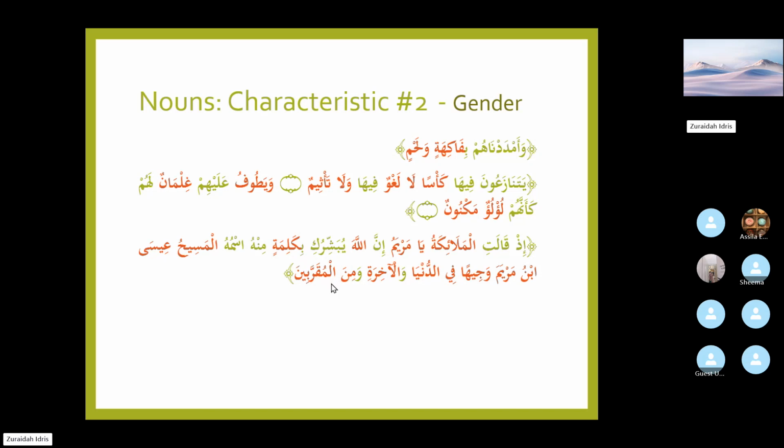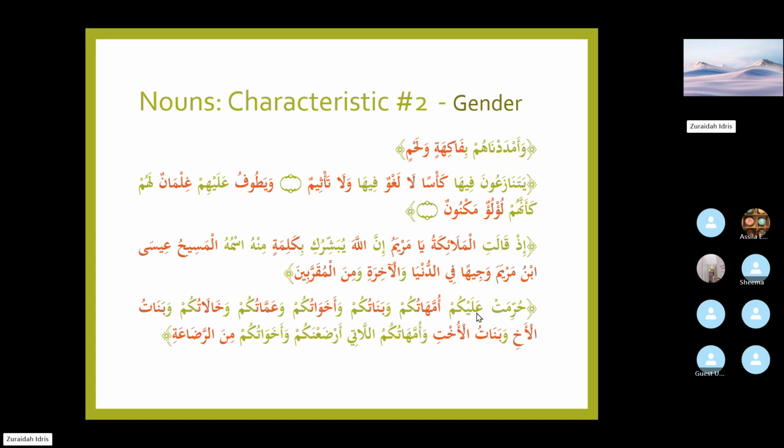Whenever there's alif lam, there cannot be a tanwin. Tanwin means it is nakirah, alif lam means it's ma'rifah. So you cannot know and not know someone at the same time. Once you have alif lam, no tanwin. Once you have tanwin, no alif lam. So that's something that we need to remember.